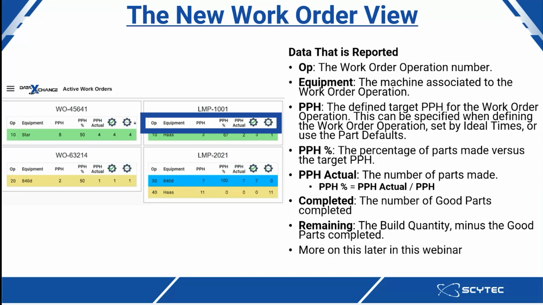And then next to that, we have the parts per hour percentage, which details the percentage of parts made versus the target parts per hour. And then the parts per hour actual, which is the number of parts made. And then next to that, we have completed, which is the number of good parts completed, followed by remaining, which is the build quantity minus the good parts completed.